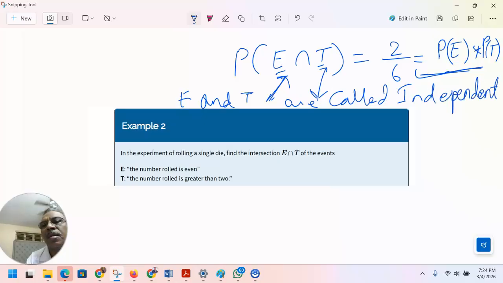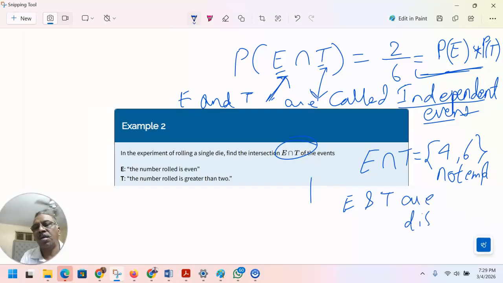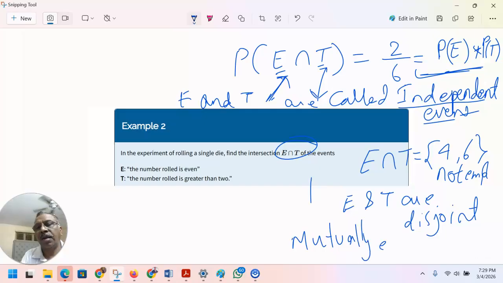Now, what is the meaning of independent event? Since the question only asked what the outcomes are, the outcomes of 4 and 6, and see, it's not empty. There is something there in between, right? So what that basically means also is E and T are both disjoint. They are also called mutually exclusive. So these are the vocabulary, mutually exclusive. When we work a lot of problems, you'll understand better what's going on here.